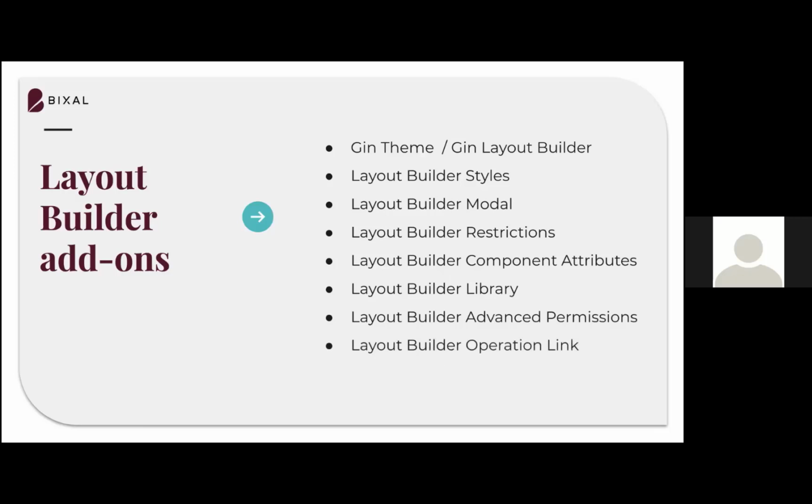Layout Builder Operation Link is just a tiny little module which adds a layout link when you're on the main content admin page where you have those edit buttons for each piece of content. So it adds a little link if layout overrides have been allowed for a certain entity type. Then you see that little layout button edit.